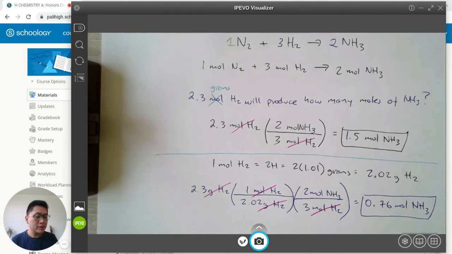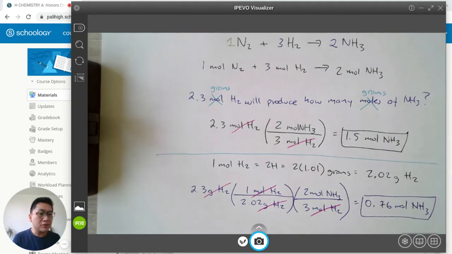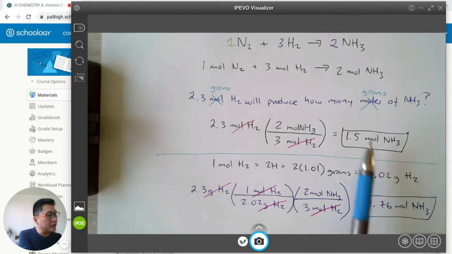The hardest type of stoichiometry problem, and they're not that hard, is if I now change the question to: 2.3 grams of H2 will produce how many grams? Sometimes it'll say, what is the mass of NH3? The mass is grams. You know, how much does something weigh? We use the unit of grams. So to do this one, all we have to do is one extra step. I already know 2.3 grams of H2 makes 0.76 moles of NH3. I just have one more step: change my 0.76 moles of NH3 into grams.